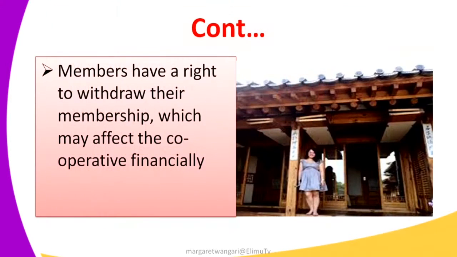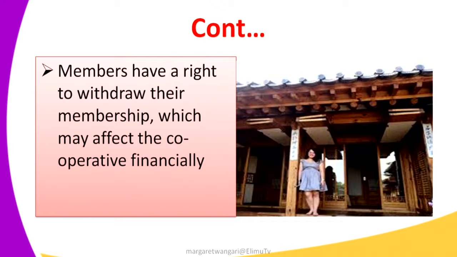The other disadvantage is that members have a right to withdraw their membership, which may affect the cooperative financially. So there are no rules set aside to force the members to continue being members. It is very free. If you want to withdraw from being a member, you can do that at your own wish. And if more than one member withdraws, that would affect the cooperative financially.